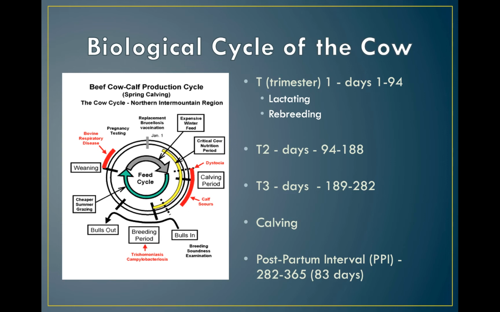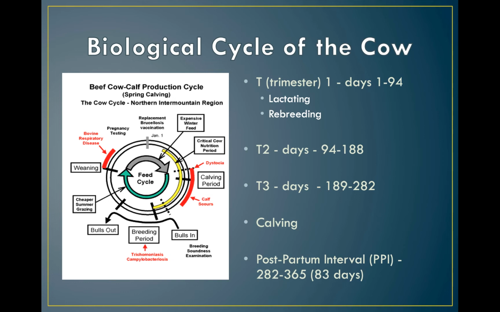And so the cow can actually gain 150 pounds in that trimester period. This is not only the weight of the calf, but it's also the weight of placental fluids as well. And then after calving is going to be the postpartum interval. This is going to be days 282 to 365, so roughly 83 days if our cows follow our calendar.